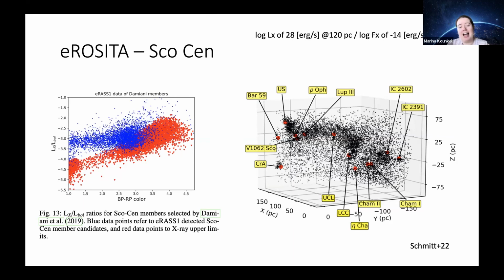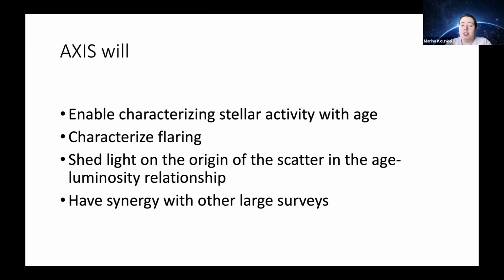But together, as we are observing many more of these populations with Axis, we should be able to get better constraints on the X-ray luminosity of these stars. So just to summarize, Axis will help us to characterize stellar activity with age in a more direct way than we have been able to in the past with optical surveys. It will help us to better characterize flaring of these stars, and will help to constrain the origins of the scatter in the X-ray age luminosity relationships.